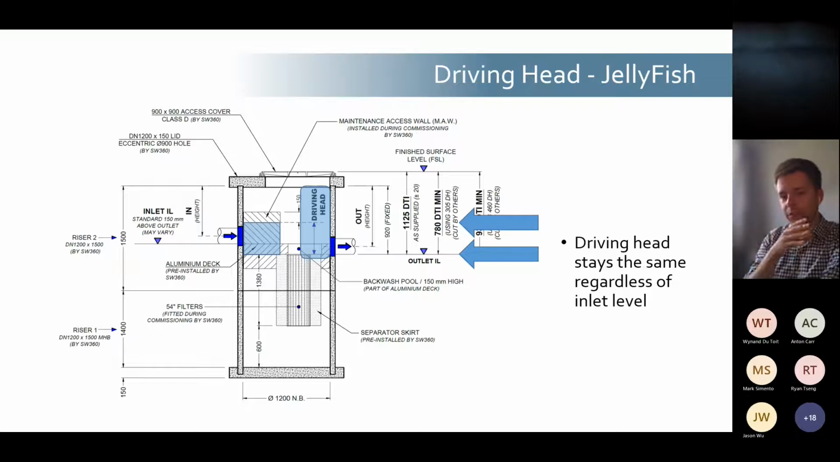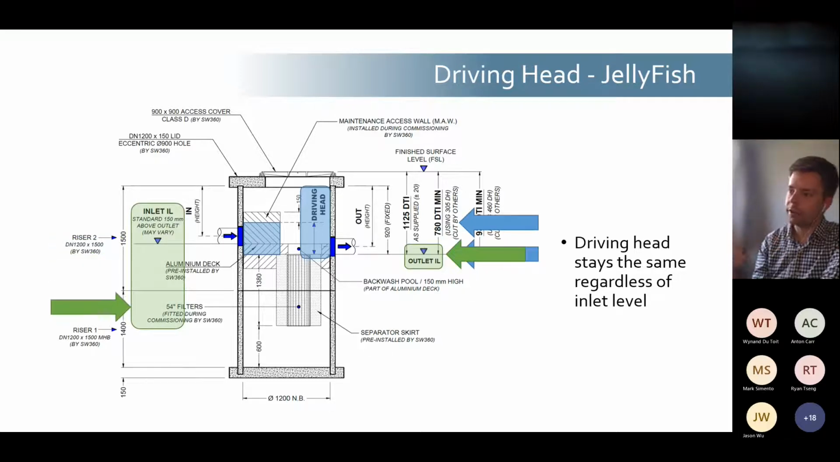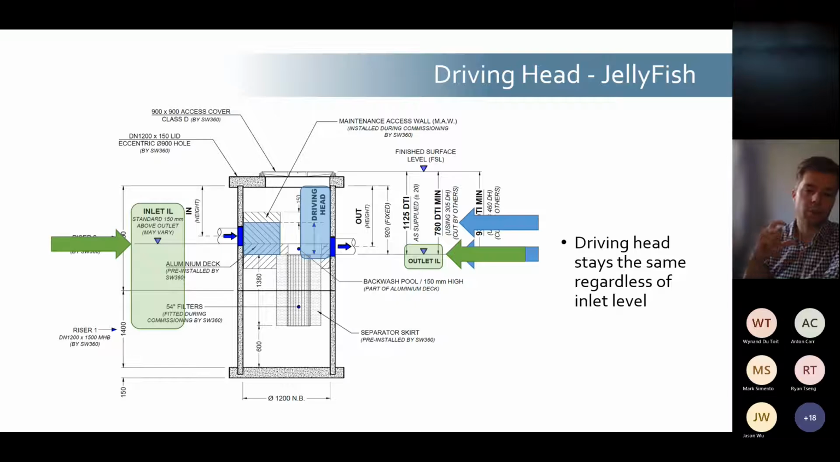But with the jellyfish, the driving head stays the same regardless of the inlet level. So you have the outlet and the inlet range. That driving head, which is the water surface elevation required for that device to function, is the same regardless of whether that inlet is anywhere on that sliding scale. Again, that's the difference between driving head and physical drop or elevation head through the device. And they're not one and the same thing.